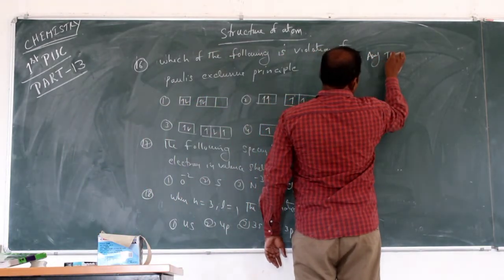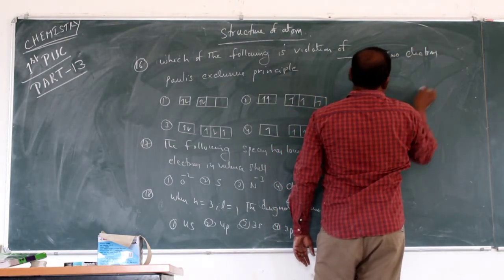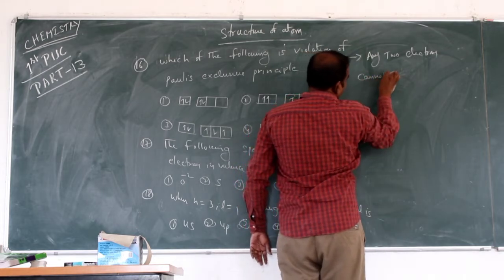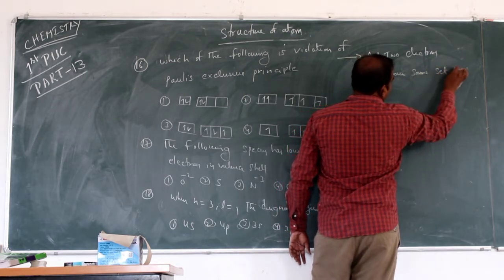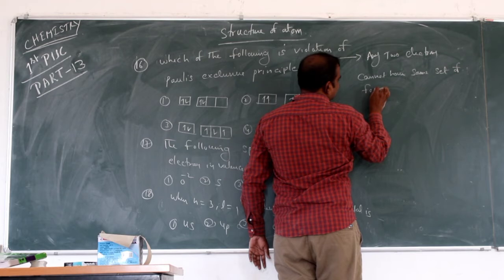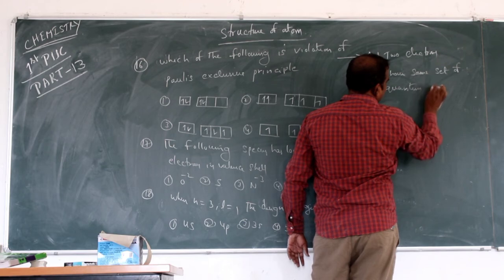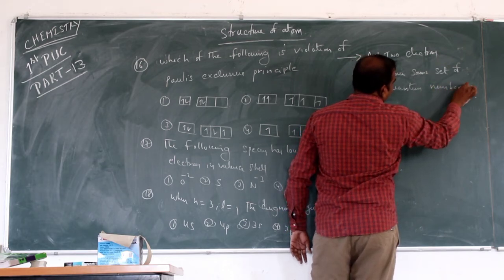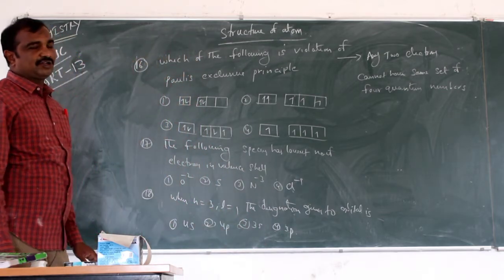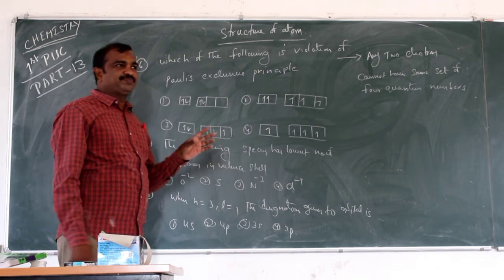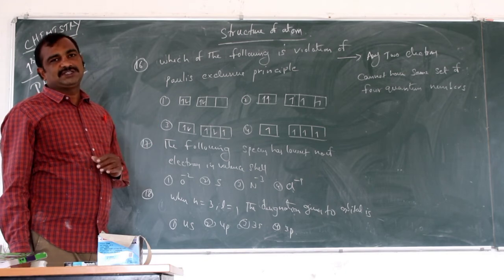So what is Pauli's exclusion principle first of all? Any two electrons cannot have the same set of 4 quantum numbers. Any two electrons cannot have the same set of 4 quantum numbers, he said.